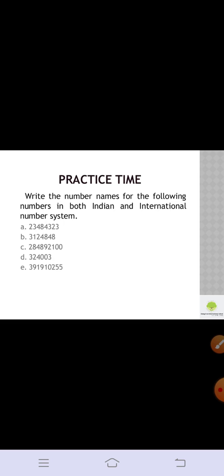This is the practice time. Write the number names for the following numbers in both the Indian and international number systems.